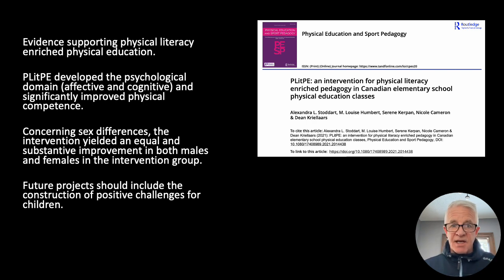And PLIT PE was the intervention, which you can read in this paper, and it actually demonstrated that the psychological domain, affective and cognitive, as well as the physical domains, for the students that were in the physical literacy enriched program, their psychology and their physicality improved. This is great news. And it resulted in equal improvements in both males and females in the intervention group.